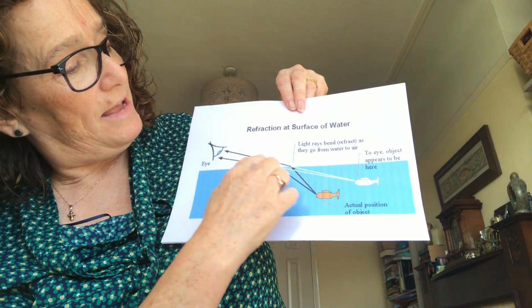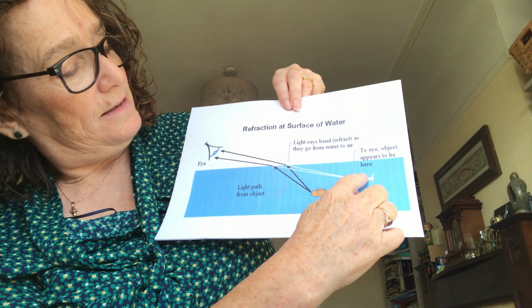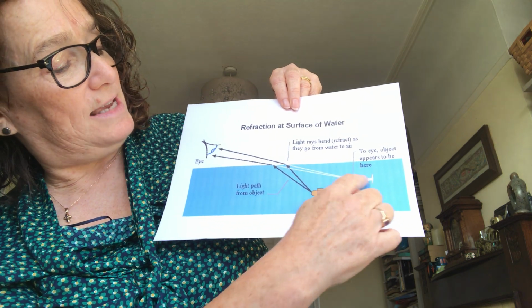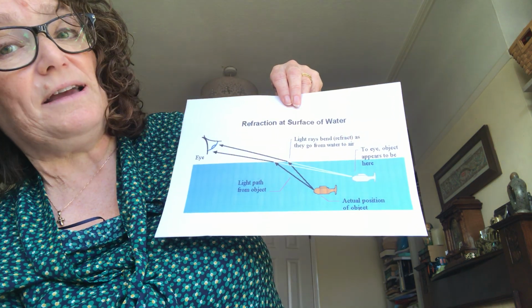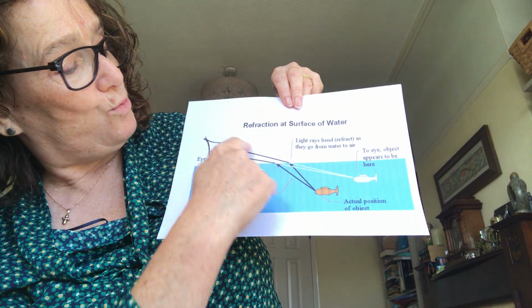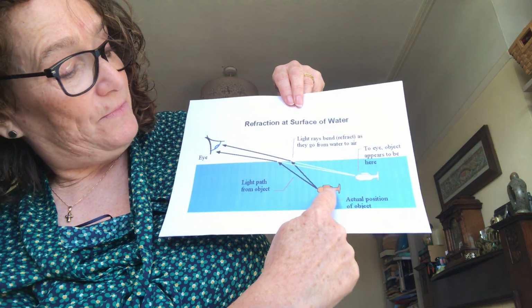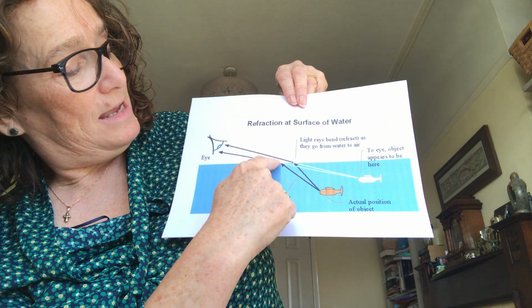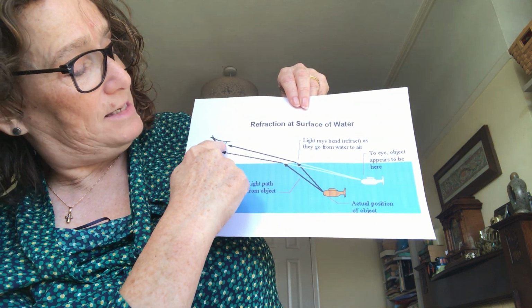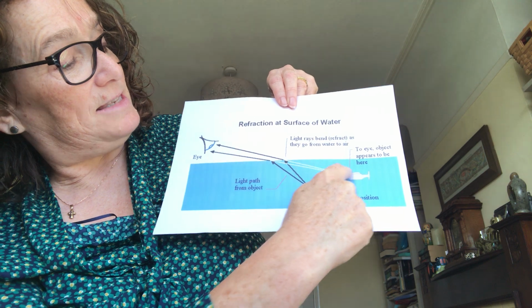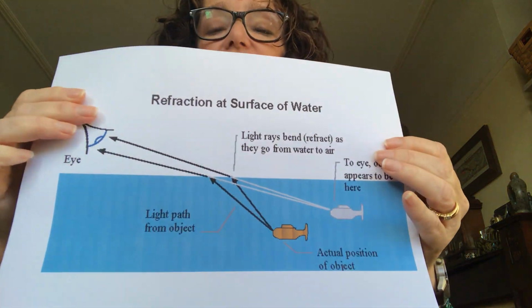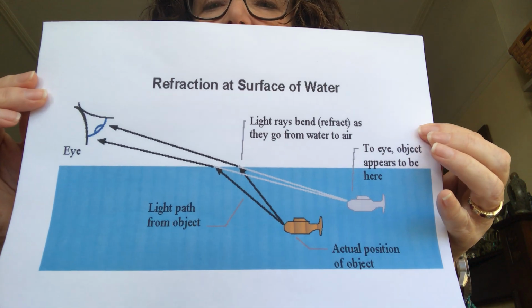So then the eye sees the object here, so it appears to the eye as if the object is here because the light has been refracted as it's gone from the water through to the air. The actual object is here. Here's the light path. The light is bent or refracted, and so the eye sees the object over here. How fantastic is that? Let me put it a little bit closer and you can have a look. That's so cool, isn't it?